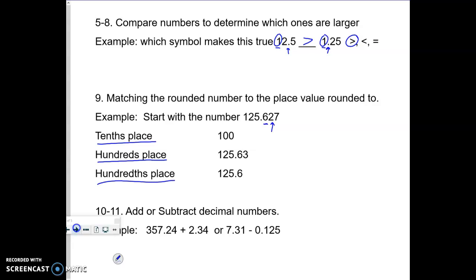125.6, and the 2 tells the 6 to stay the same. And then everything else behind it becomes a 0. So that tells me that rounding to the tenths place, this should be my answer, and I would simply match that up. So I'm going to draw a line here. I believe it's putting a letter in on your actual test, but that's all I'm doing for that problem.